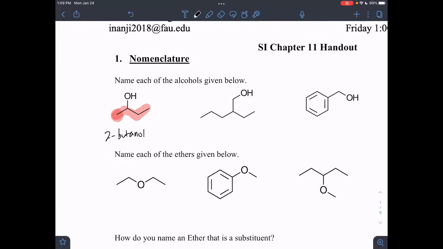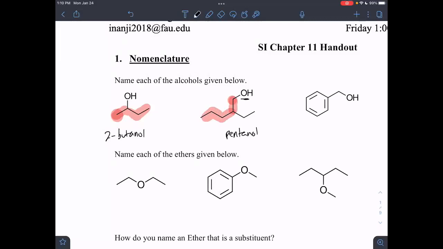Okay, the next one. Where do we want to start counting from? So this one, right? Yeah, we start counting from here. So now which way do we go, right or left? Yeah, because left gives you a longer chain. How many carbons are on this chain? 5. So it's a pentane. And there's an ol, so it's going to be pentanol.